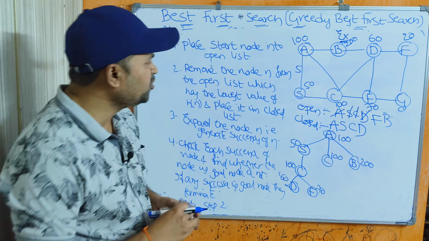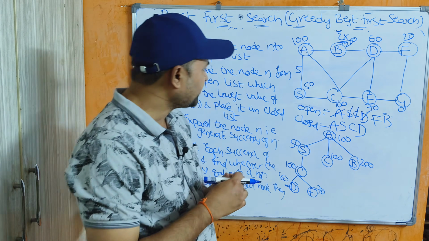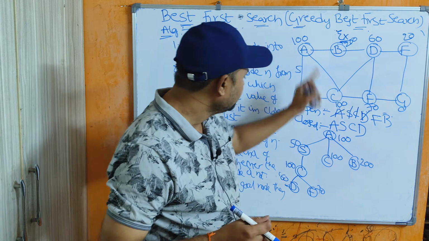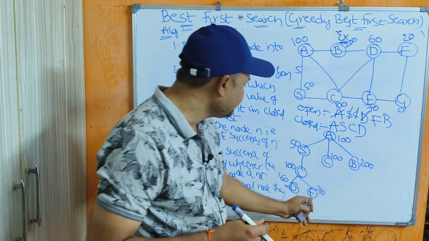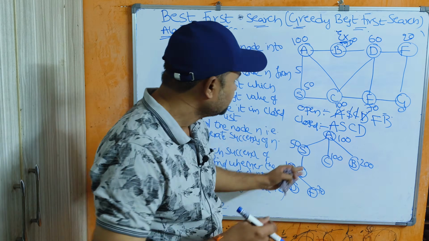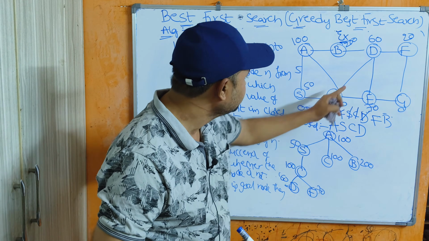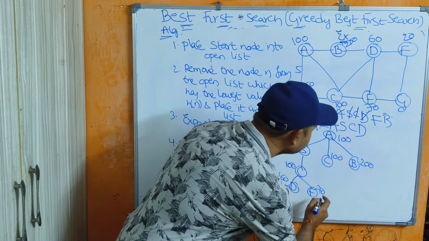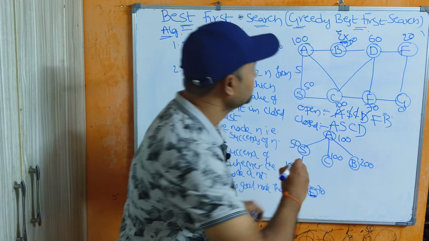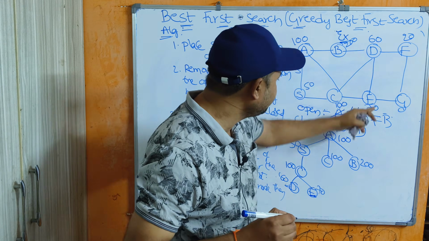Now we need to explore D. What are the successors of D? B, but it was already explored. C, it was already explored. E. What are the successors of C? C successors are D and E. So this is E, this is not F. Here we have F.